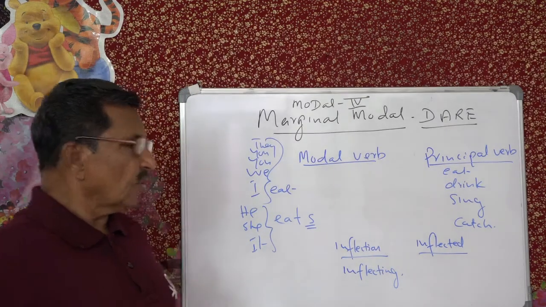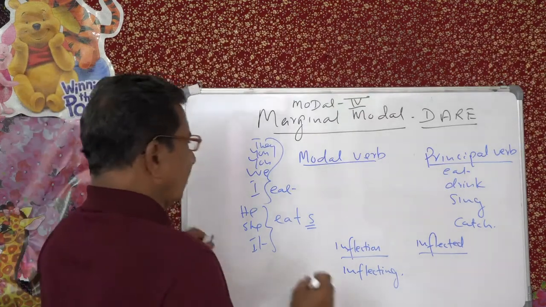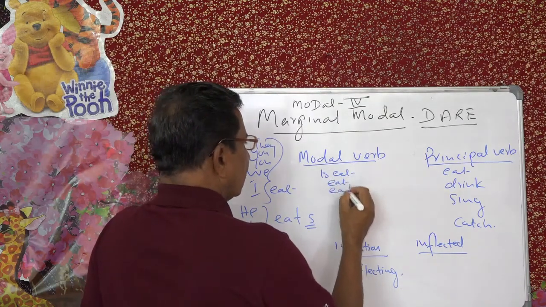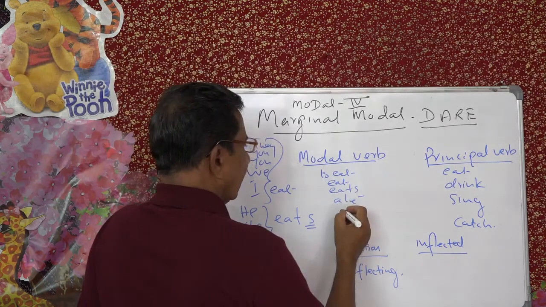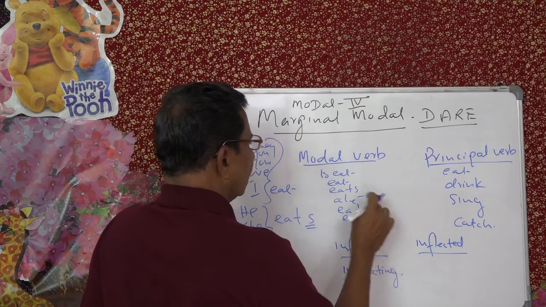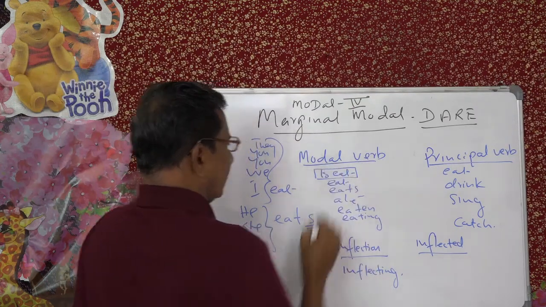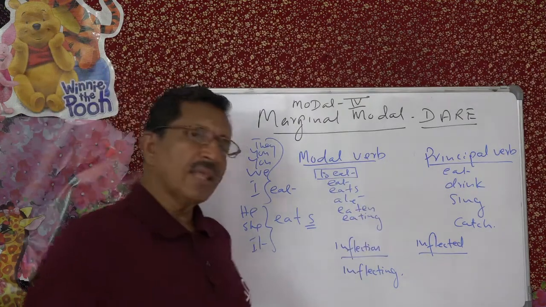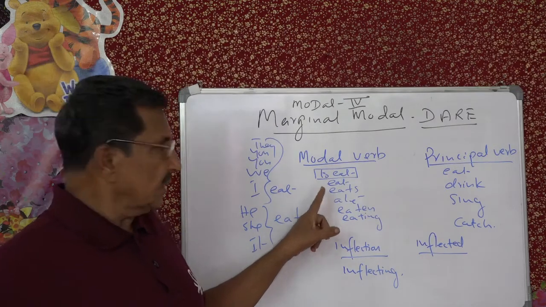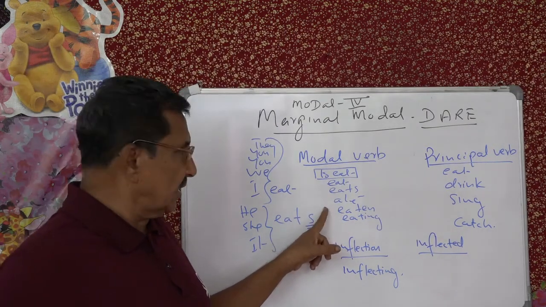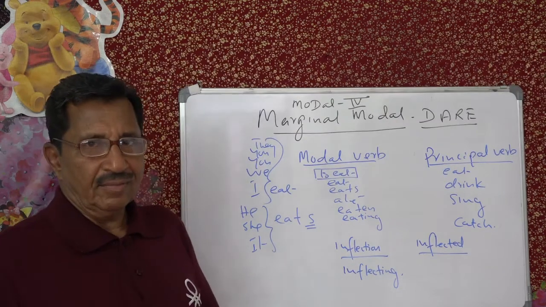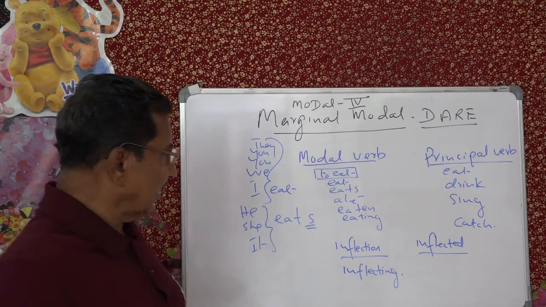And also, it has got all the five forms. Like, you have got the infinitive, to eat. And then we have present eat, present third person eats, past ate, past participle eaten, and present participle eating. So you can see 1, 2, 3, 4, 5. This is the infinitive form or the first form. So all the principal verbs have got five forms.